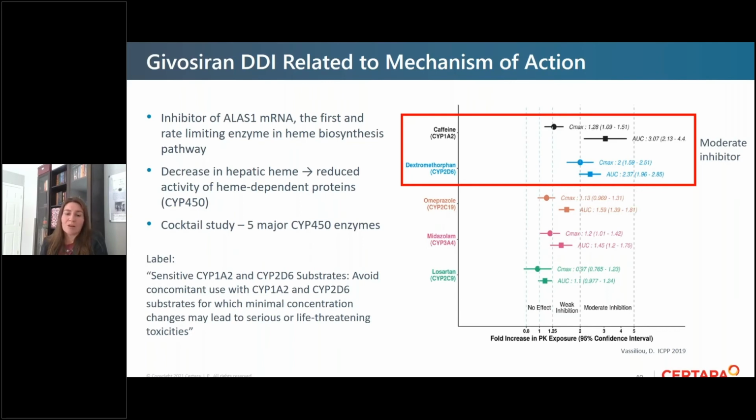A less pronounced effect was observed with other enzymes, the 2C19 and the 3A, and no effect was observed with 2C9. The results of the study then had label implications. It's recommended that substrates that have a narrow therapeutic index or window for 1A2 and 2D6 be administered with caution with givosiran. There has been no dose change. It's just a warning for these concomitant drugs.